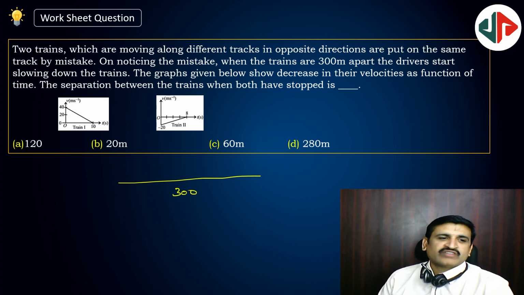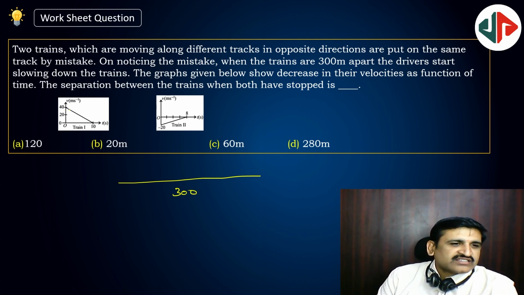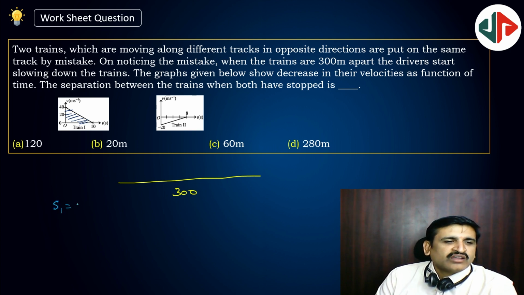Okay, fine. Velocity is given, time is given, so that I can have displacement from that. This area will give you displacement only, right? What is the displacement? The displacement traveled by the first train is the triangle area, half base into height, so 200 meters it has covered.